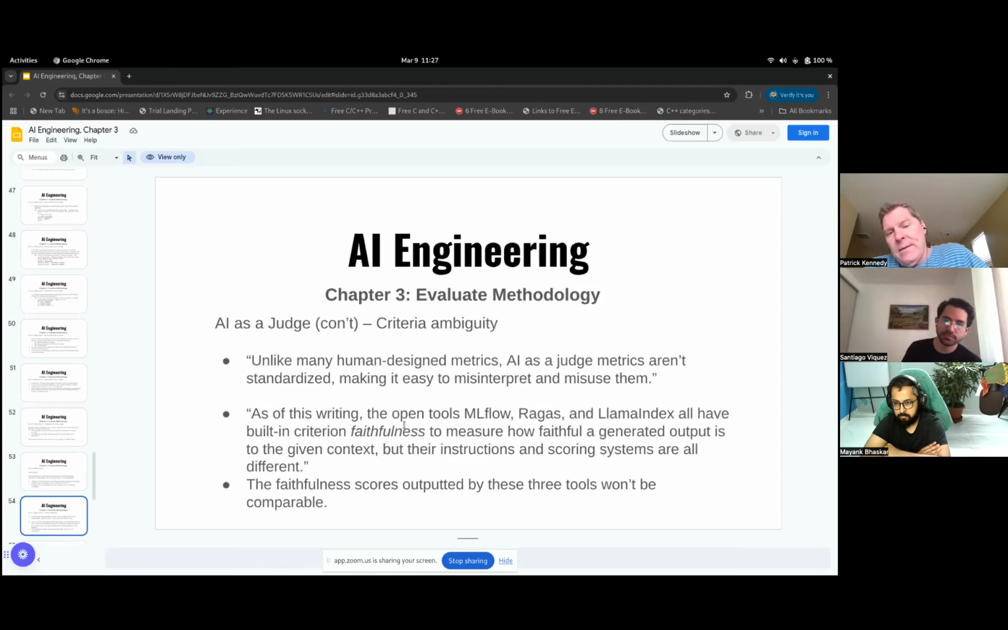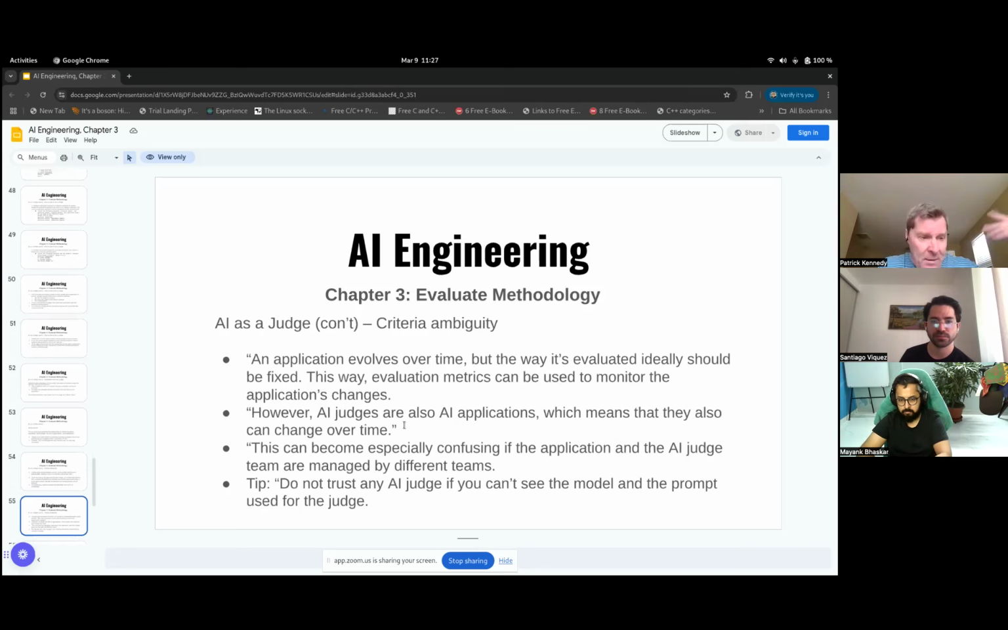This was okay. This was interesting. It just mentioned that different systems like MLflow, Ragas, and LlamaIndex have a criteria known as faithfulness, and yet it's not comparable between the three systems, for example. So things can be ambiguous and relative between systems, and you can't always say, oh, they're the same, they're related. All right. I hope you found this useful.